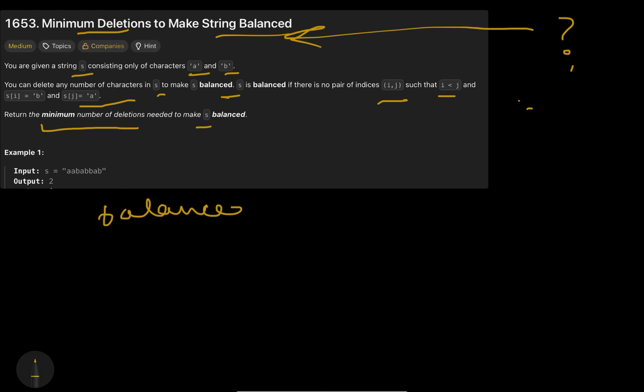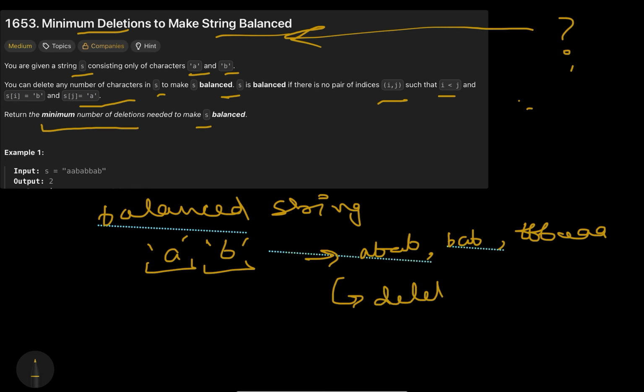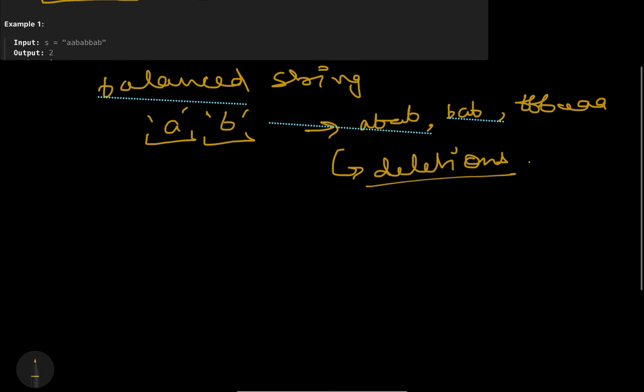What this says is that a balanced string should only have a number of a's followed by a number of b's. This combination should be there. There should not be any combination where they are mismatched, like this or like b b b a. In these cases, we have to make deletions.